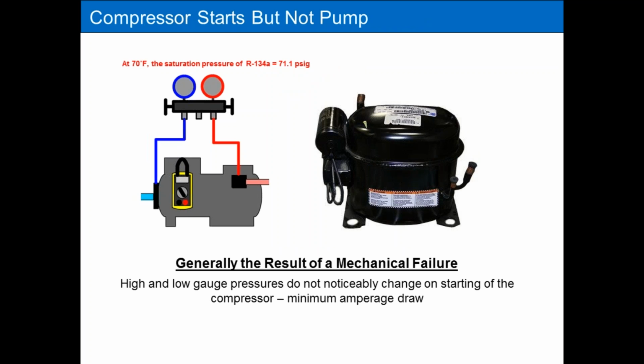Now, if your compressor starts but doesn't pump, so it's drawing current, my ammeter is telling me I'm drawing current, and my discharge line is room temperature. It could be that the compressor is not pumping, or it could be a loss of refrigerant. So I'm going to put my gauges on, right?